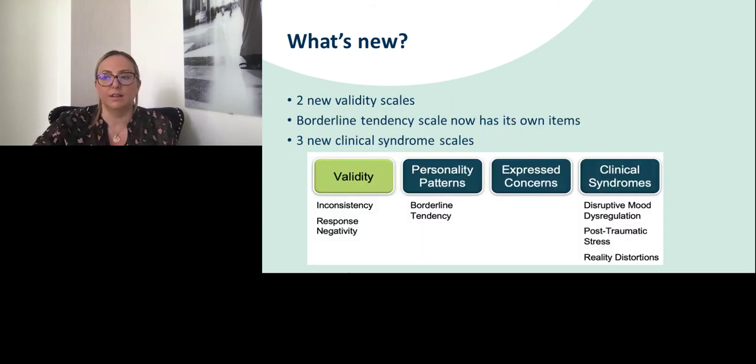What else is new then? We've got the 2 validity scales that I mentioned. So we've got an inconsistency scale that really assesses random responses, for instance, and a response negativity scale, which looks at people who respond negatively. The borderline scale now has its own items rather than being overlapping with others. And there are 3 new clinical syndromes. We've got disruptive mood dysregulation, post-traumatic stress, and reality distortions.